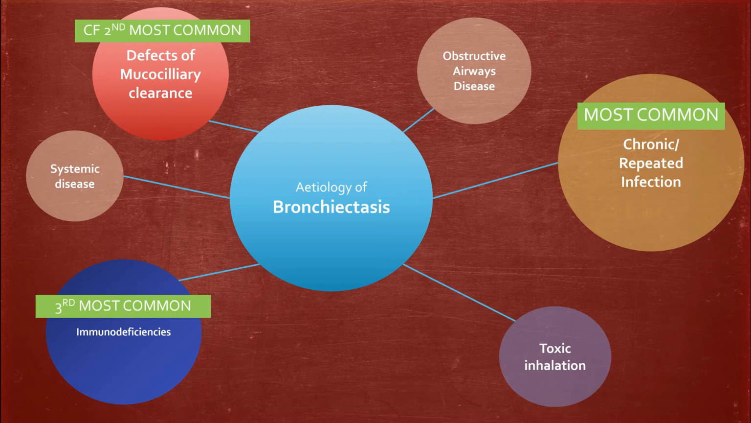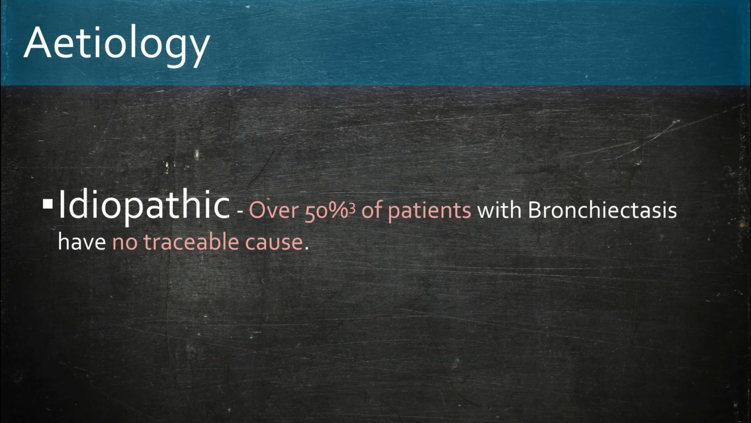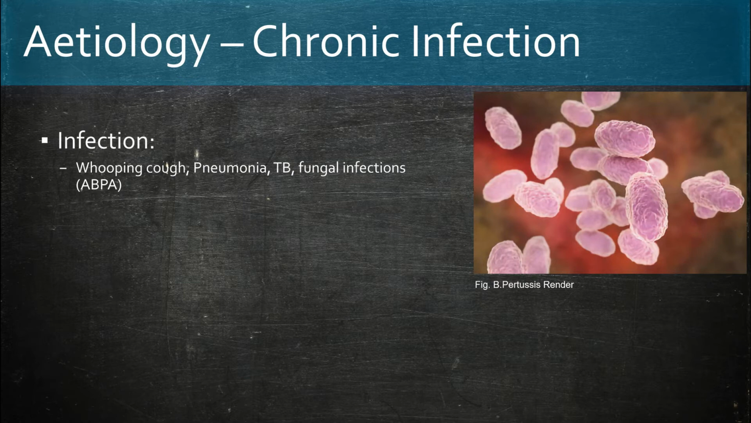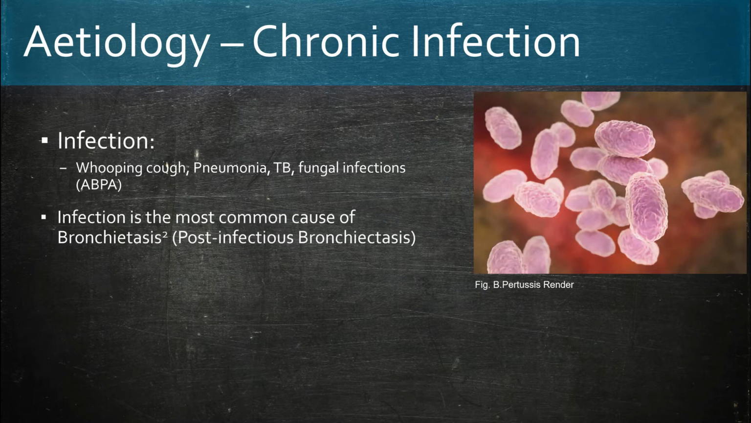The most common known cause of bronchiectasis is chronic repeated infections. Followed by this, it is cystic fibrosis and then immunodeficiencies. However, about 50% of patients with bronchiectasis have no traceable cause. Chronic infection is the most common known form and includes infections such as pertussis, pneumonia, TB, and fungal infections. Often, developing a severe infection in childhood such as whooping cough results in damage to the lung parenchyma, resulting in repeated infections and development of bronchiectasis.